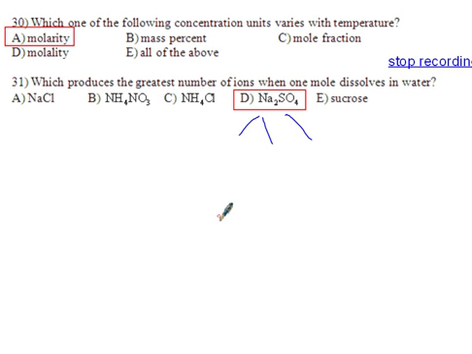31. Which one produces the greatest number of ions when dissolved in water? I'm assuming we mean that this is very dilute. We're not having a super high concentration. This one would have 2 sodium ions and then a sulfate ion, and therefore that would be the most.